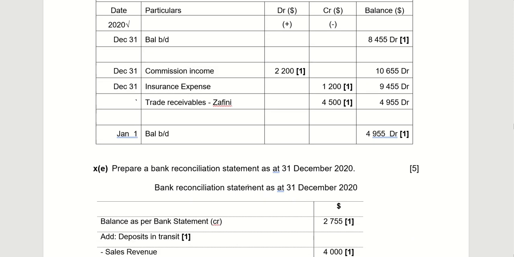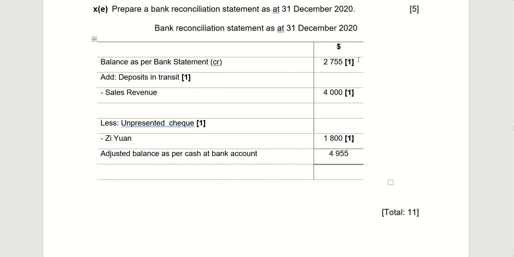So I'm going to just show you. Over here, you have the bank statement number, and then you add deposit in transit, and you have sales revenue. All right, you have received the money. It's just that it's still on the way to the bank account. That's why deposit in transit, and you need to add to the bank statement.